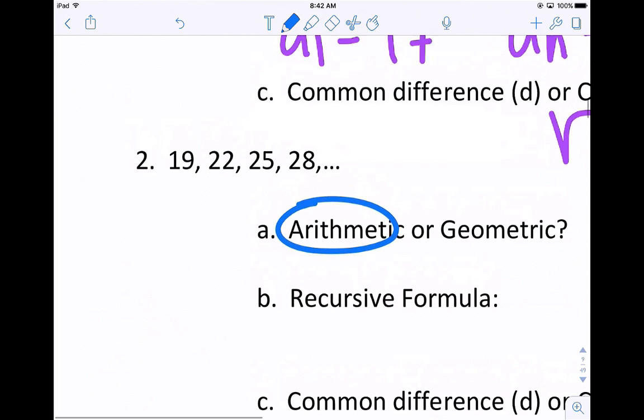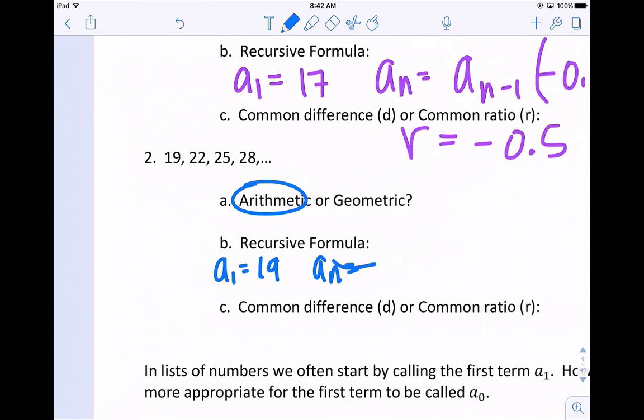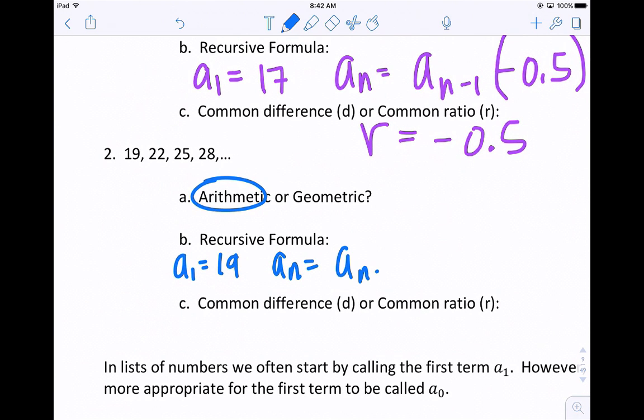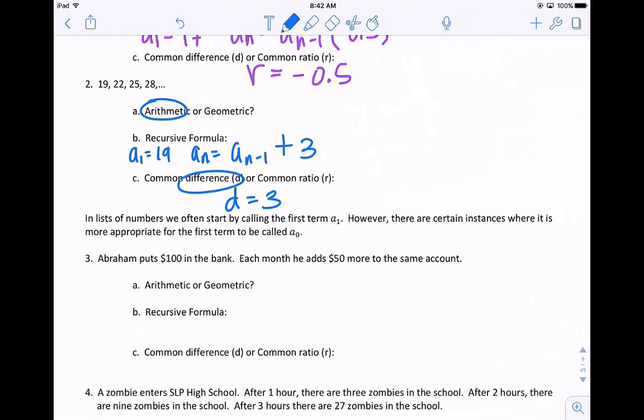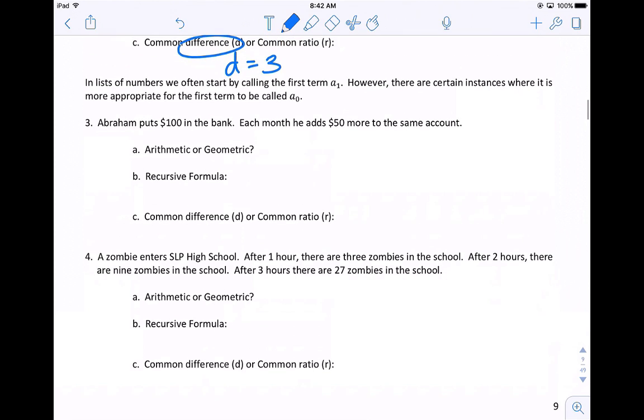The recursive formula, we always start with our first term. To find any term, you take the term before it, and we're going to add 3. So this is a common difference, and the common difference is 3. Okay, so two more problems, and then we're going to do our little activity in class.